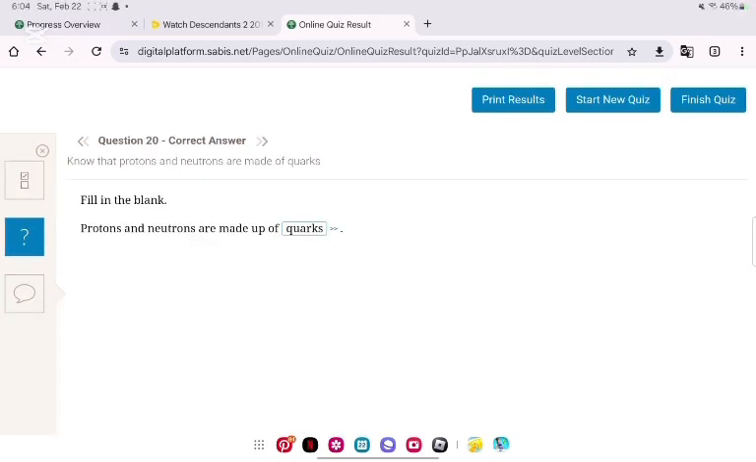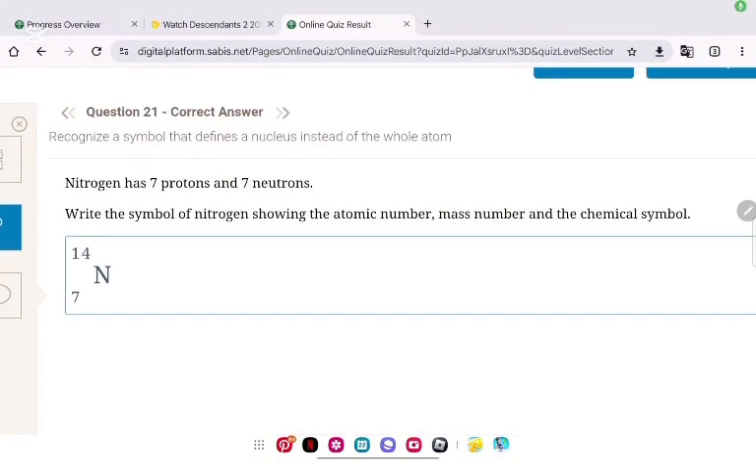Protons and neutrons are made up of quarks. That's it. Okay, this question is really easy. So let's draw the X and the A and the Z. Obviously, we know A is mass number, Z is atomic number. We got that by now.